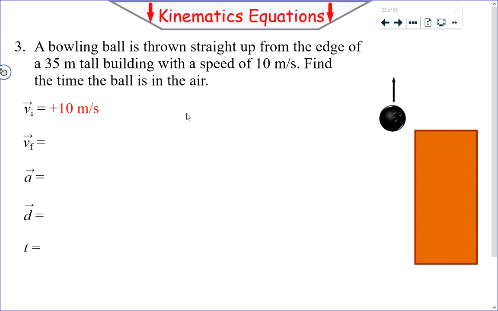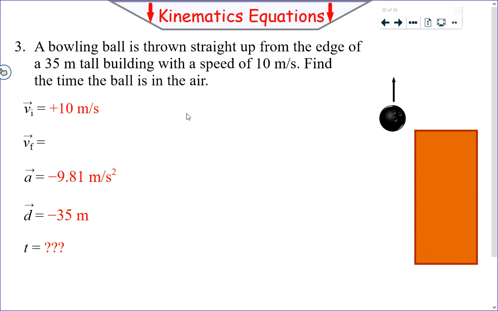Well, let's make an itemized list first. VI is positive 10. The initial velocity is 10 meters per second up. We don't know VF. The acceleration due to gravity is negative 9.81 meters per second squared. And the displacement is going to be negative 35 meters. That's a fact. It doesn't matter that the ball goes up and then down. It's going to end up moving overall from the top of the building to the bottom. And if the building is 35 meters tall, then its displacement will be negative 35. And you're asked to find time.